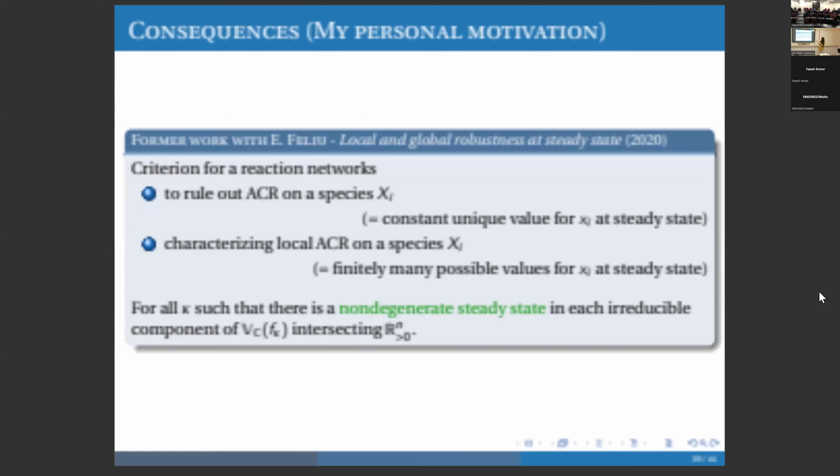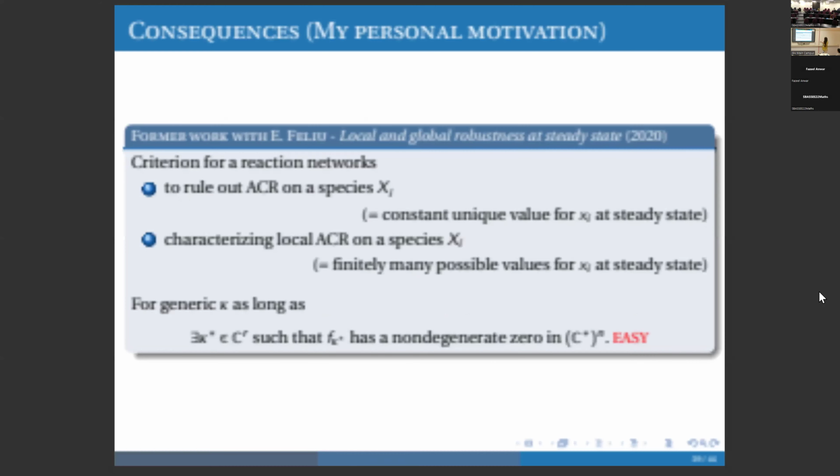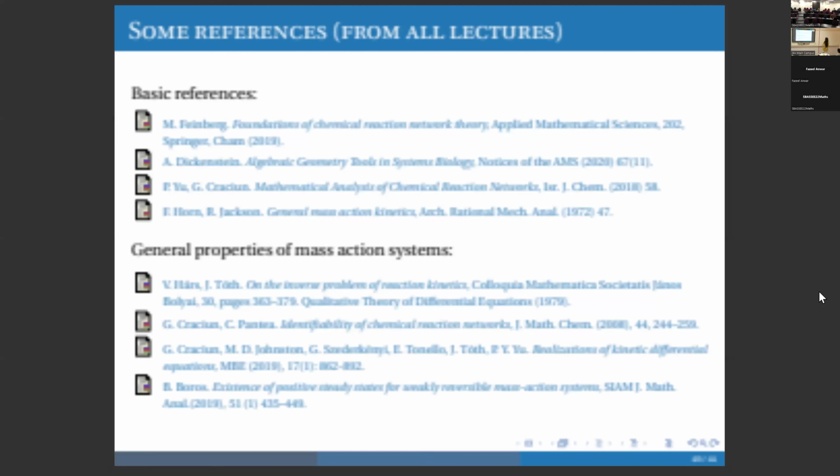And in that case, this is what I was saying, we can actually use the criterion that I told you about when I was talking about the ACR. That is also a linear algebra check. Yeah, so this is all I wanted to say.